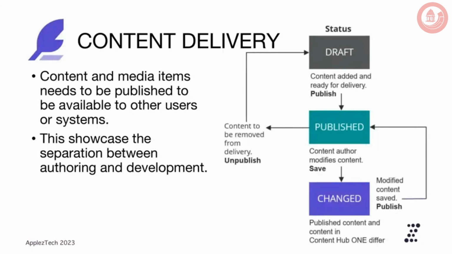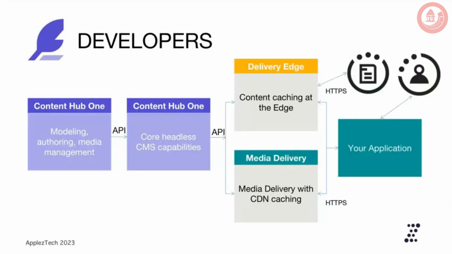So draft would be for newly created content or unpublished content. Published is when something has been made available on the delivery edge. Changed is when you made some changes and they're not yet published. If a content state is published, changed, it means the version that you currently have on your delivery edge is not the latest one. You need to publish in order to see all of that.